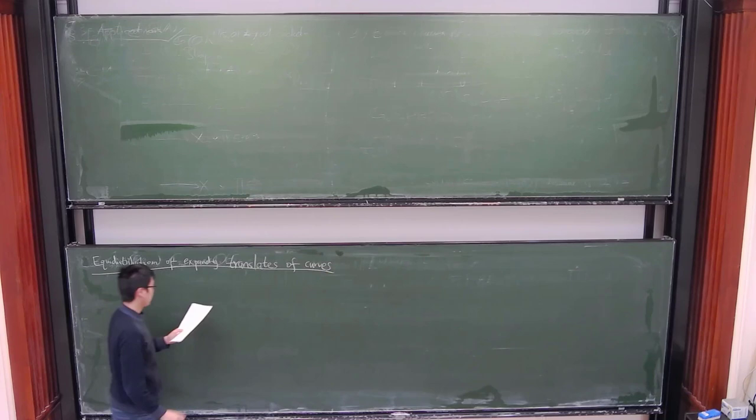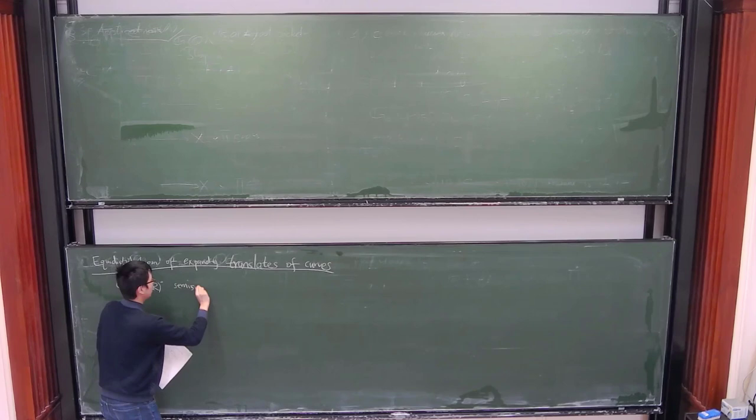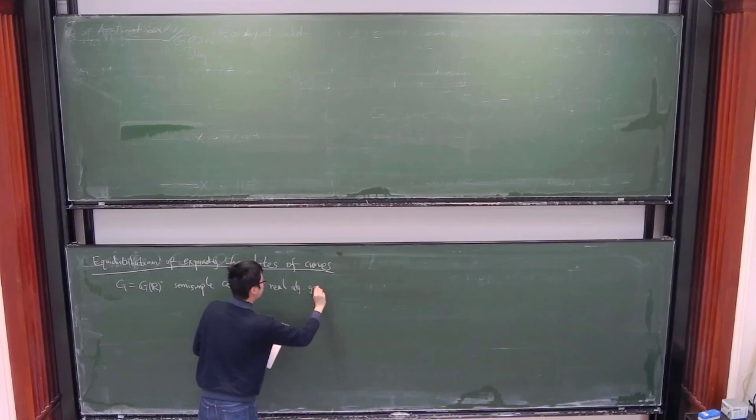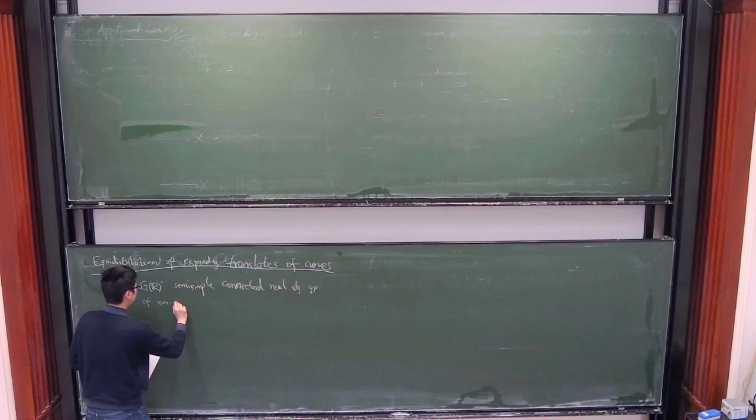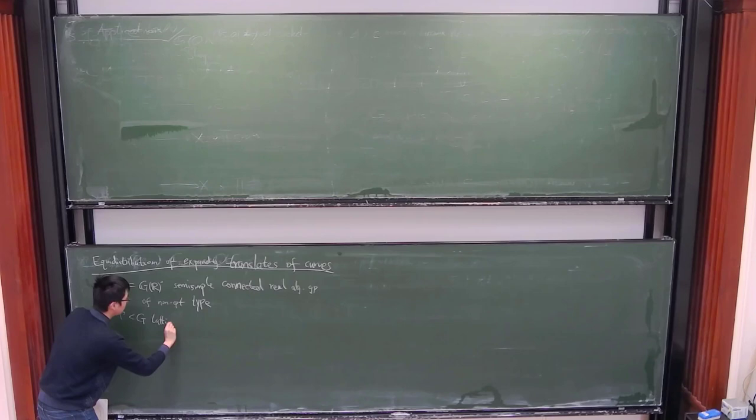So our setup is that we have G, a semisimple connected real algebraic group, non-compact, and we have a lattice, not necessarily arithmetic.